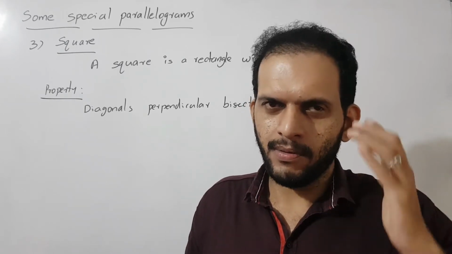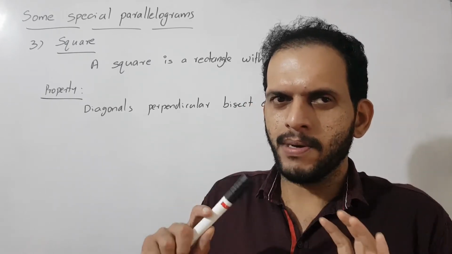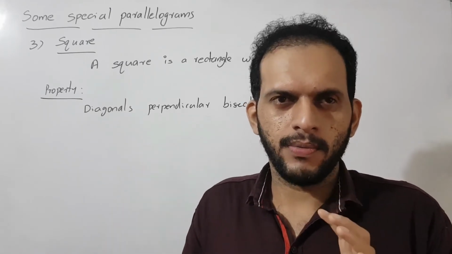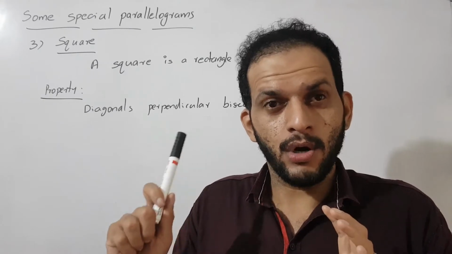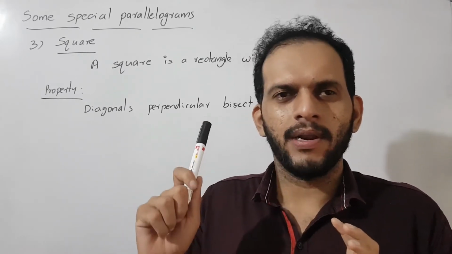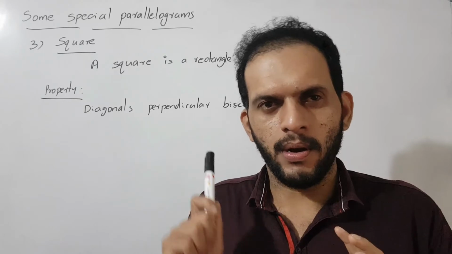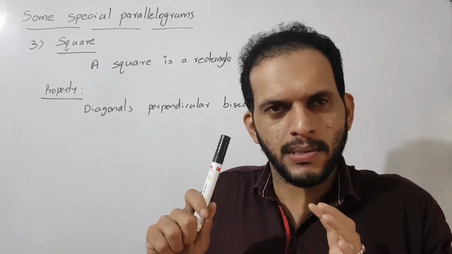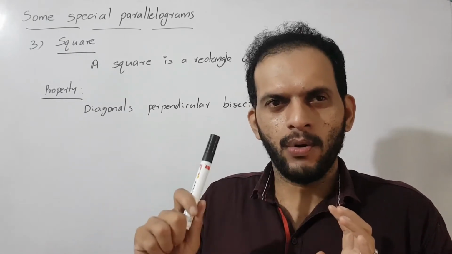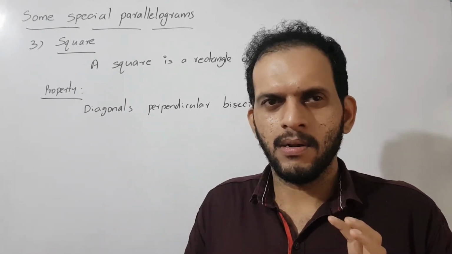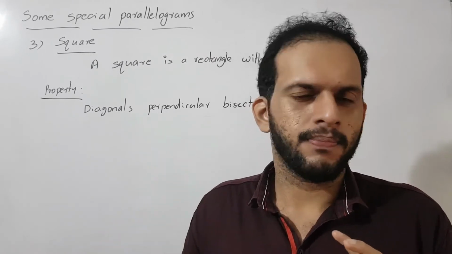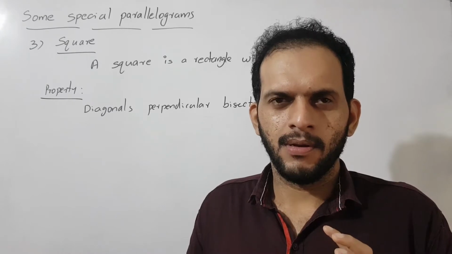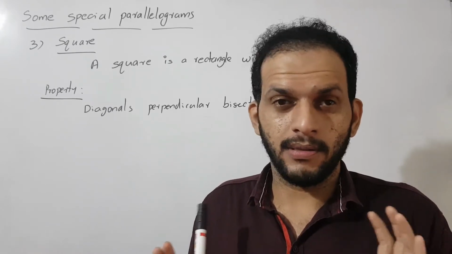Clear? Then don't forget, every rhombus is not a square. Every rectangle is not a square. Every rectangle is not a rhombus, but every rectangle is a parallelogram. Clear? Every rhombus is not a square. Every rhombus is not a rectangle. Every rhombus is a parallelogram. Clear? I think you got the idea. Don't forget these ideas, okay?